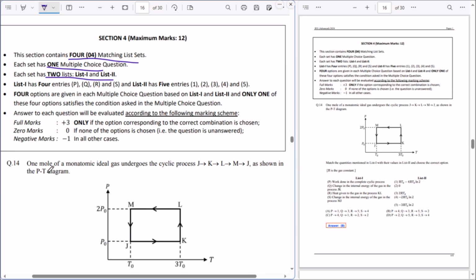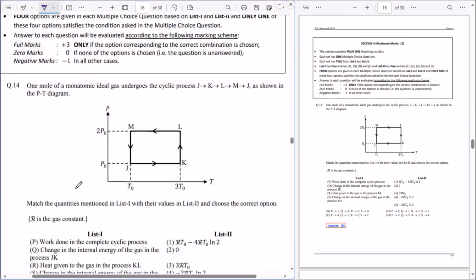You will get full marks if you choose the correct option, that is plus 3 marks, 0 marks if you do not attempt, and there will be negative marking, that is minus 1, if you choose a wrong answer. Let us see the questions.